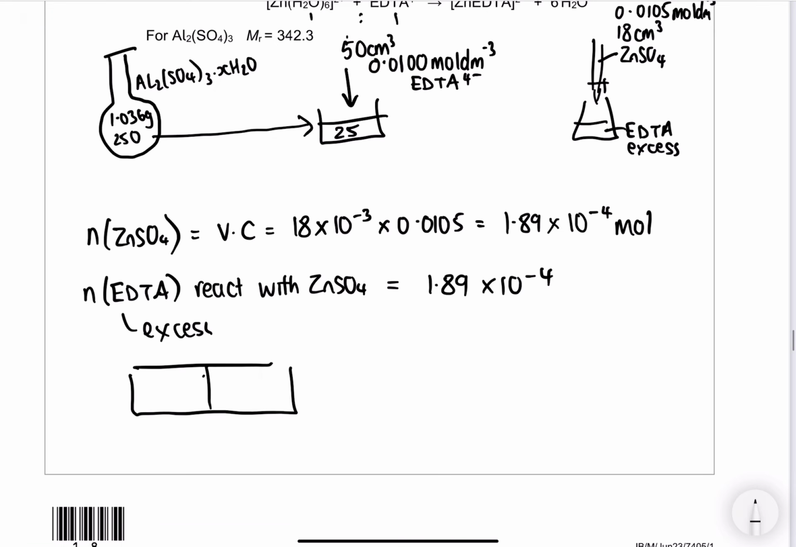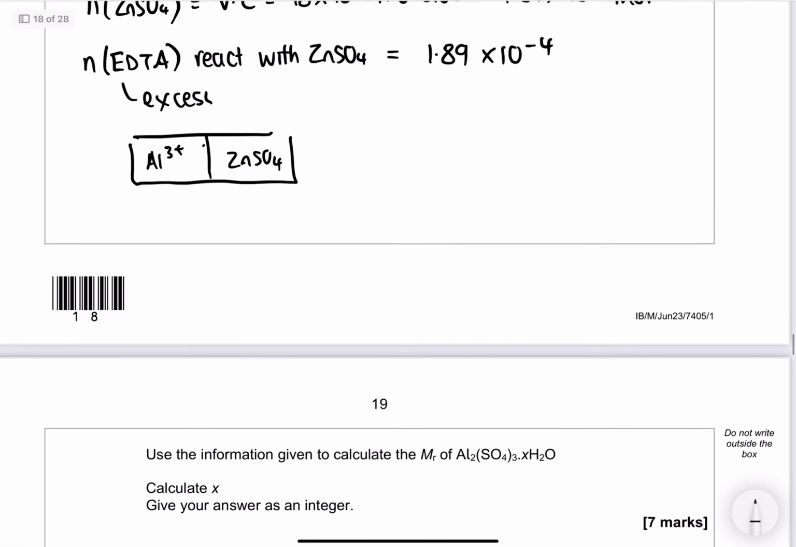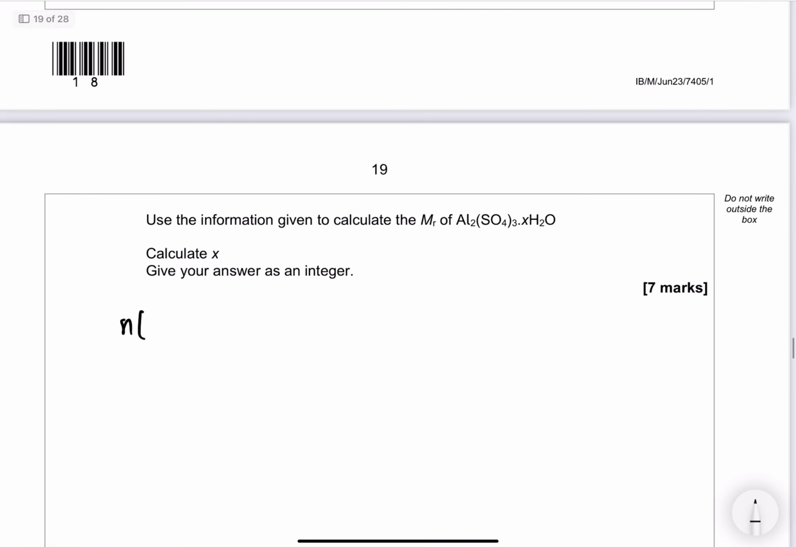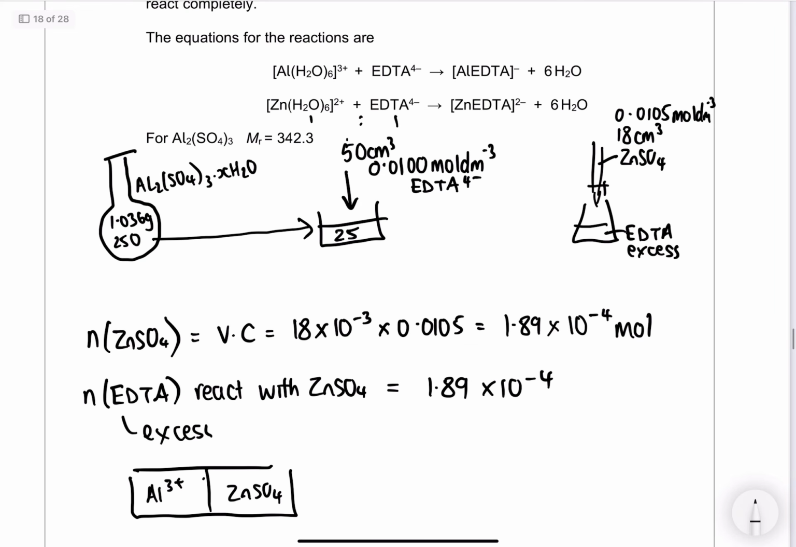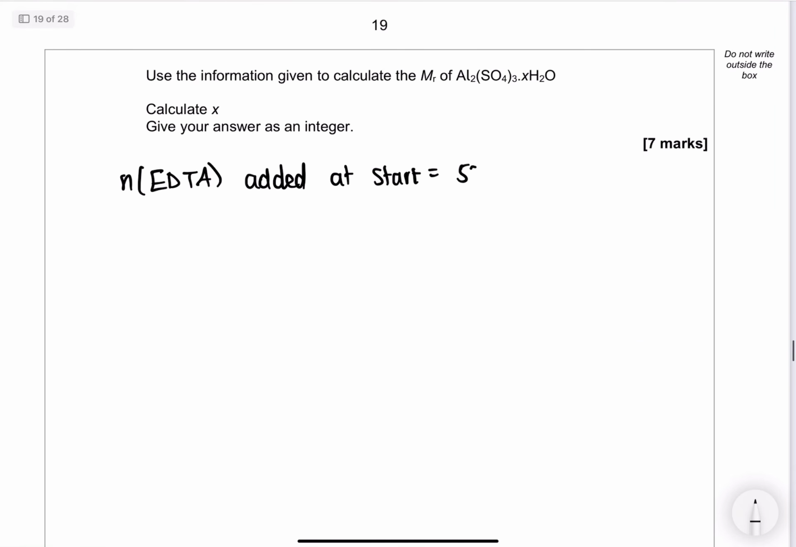Now remember what we said at the beginning. Some of our EDTA reacted with ZnSO4 and the rest reacted with the Al3+. So what we need to do now is work out how many moles of EDTA were added at the start. So we go back. 50 centimeters cubed of 0.01, so 50 into decimeters cubed. So 5 times 10 to the minus 4.